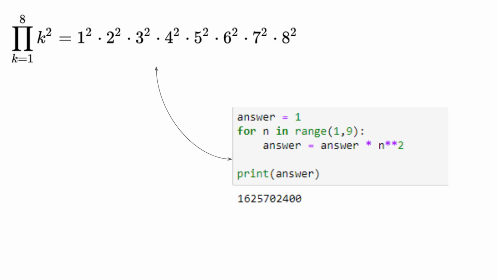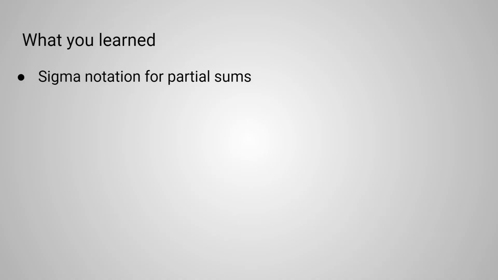So in this video, you learned the sigma notation shorthand for adding up a finite partial sum of a sequence and pi notation for multiplying a partial product of a sequence. This shorthand helps us think and write about mathematical ideas that are coming up later.